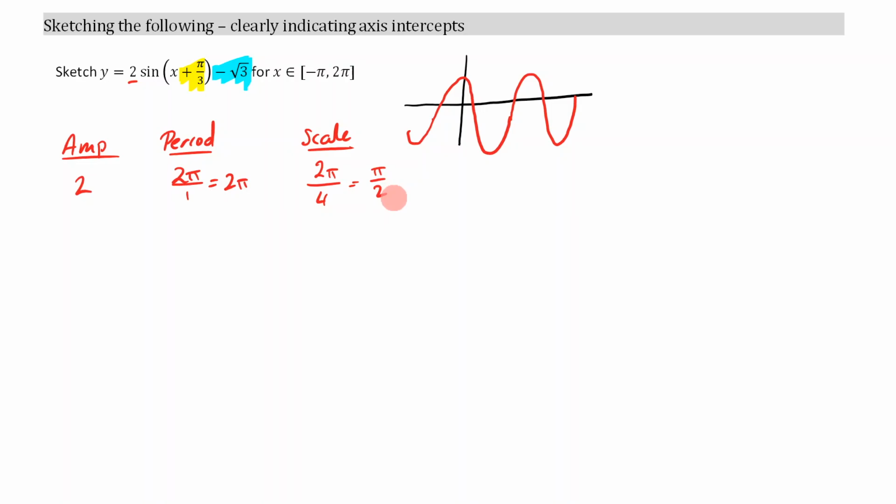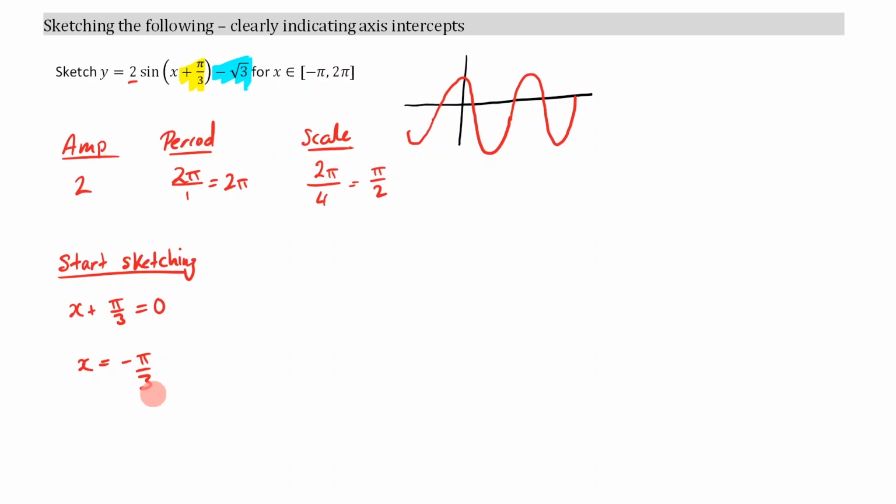All right, the next thing we have to figure out is where we're going to start sketching. This isn't where the graph is starting, but just where I'm going to start sketching. To do this, you take x plus pi on 3 and set it equal to 0. So that means I'm going to start at negative pi on 3.